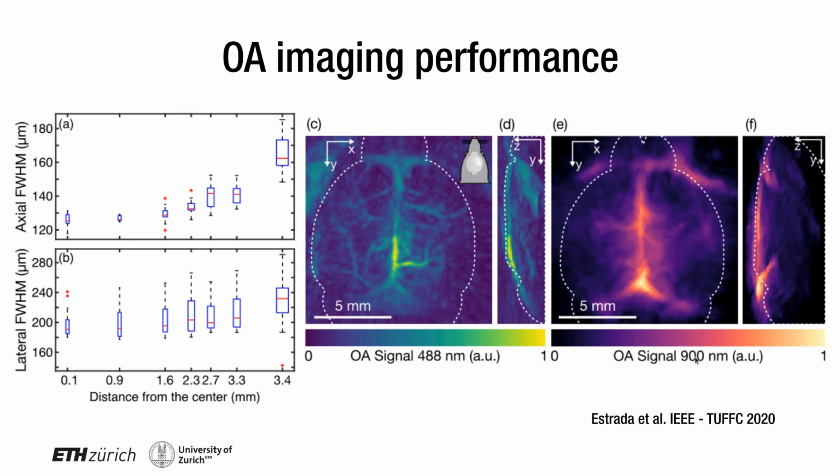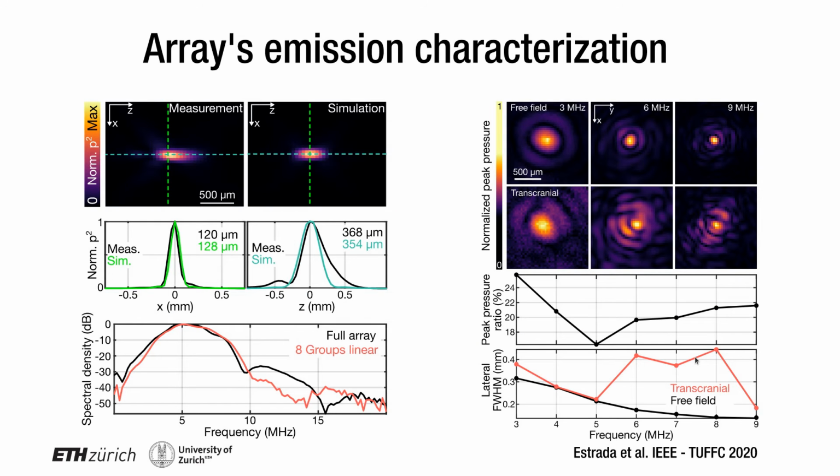So now let's move on to the characterization of the ultrasound emission. Here on the left you see a comparison between the measurements and simulation. For the lateral cross-section the agreement is very good, although for the axial cross-section you can see that the measurements and the simulation agree reasonably well, but they don't match exactly. The model we used was a linear model, and I think the discrepancy comes from nonlinear effects.